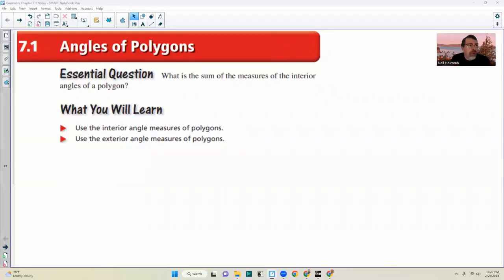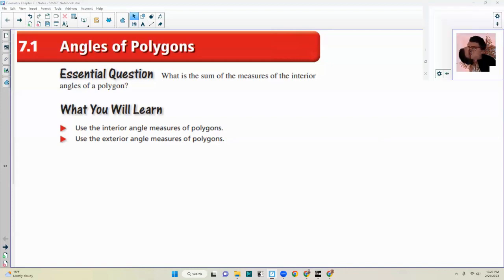Okay, this is chapter 7.1, angles of polygons. So we're done with triangles for now. They are a polygon, but now we're going on to shapes with more than three sides. So four-sided figures, a quadrilateral, five-sided is a pentagon, six-sided hexagon, and so on. The essential question is, what is the sum of the measures of the interior angles of a polygon? What you will learn is to use the interior angle measures of polygons and use the exterior angle measures of polygons.